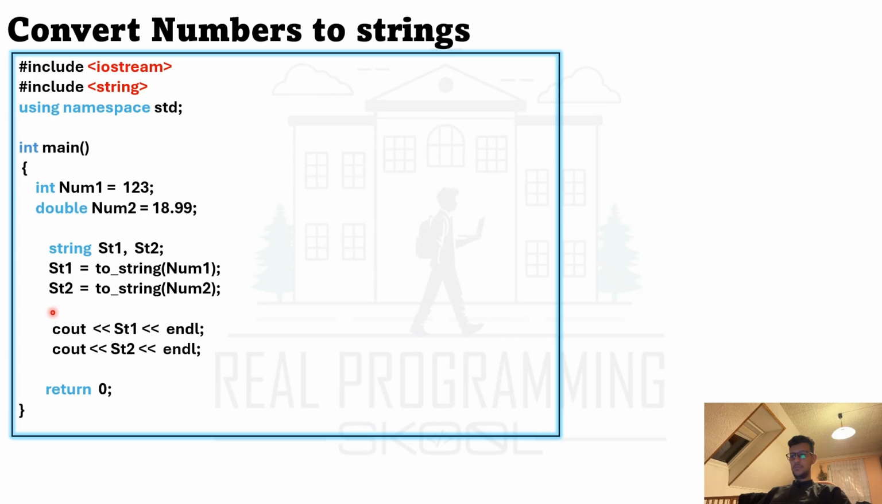First we'll use st1, and then st2, the second variable that we declared here without assigning any values to these variables. We use the second variable st2 equal to_string. Inside the brackets of this keyword we'll use num2, and it will store 18.99 inside st2 because we converted from double to string. So if you want to display st1 and st2, the two variables that we assigned with the integer number and the double number, the compiler should give us 123 and 18.99. Now let's go to Visual Studio Code to see how this program is going to work.